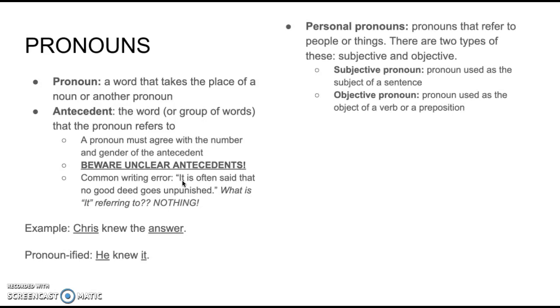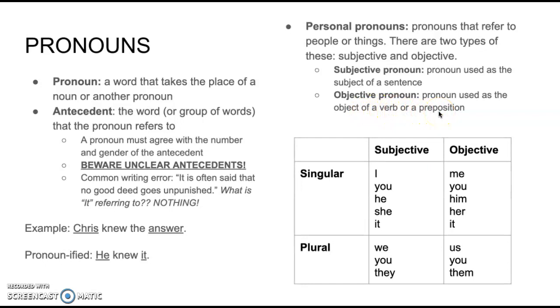Moving right along. Let's talk about personal pronouns. Pronouns that refer to people or things. There are two types of these, subjective and objective. A subjective pronoun, like the name indicates, is a pronoun that introduces the subject of a sentence, and an objective is a pronoun used as the object of a verb or a preposition, like this.